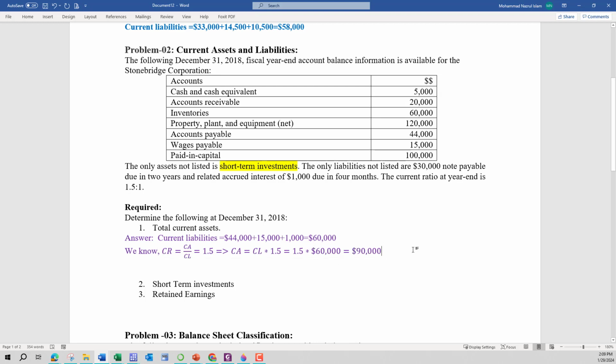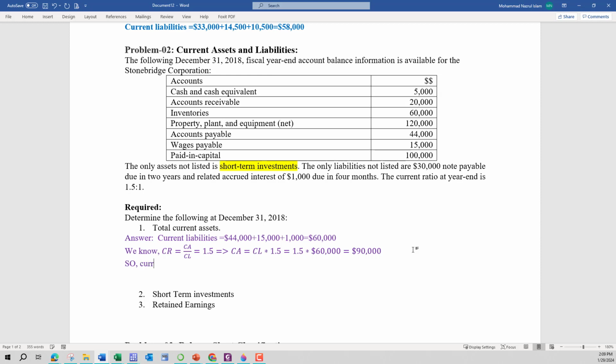Current liabilities is equal to 90,000. Okay, I got it. No, not current liability. It's current assets. Sorry, it should be current asset. Current asset is equal to current liability multiplied by 1.5. So current liability we have 60,000. So current asset is 90,000.